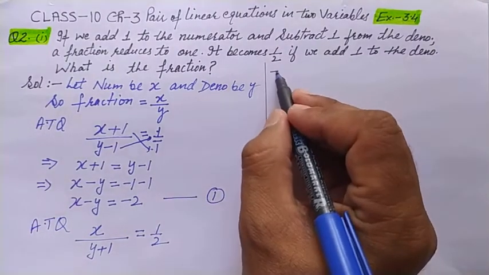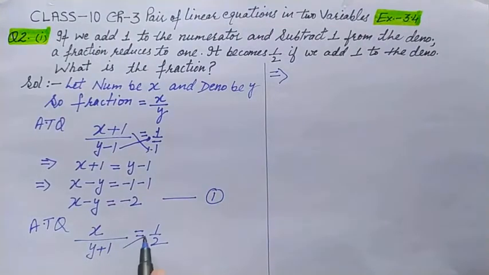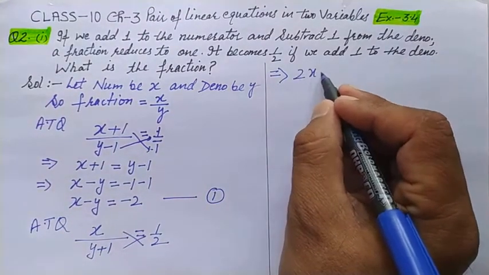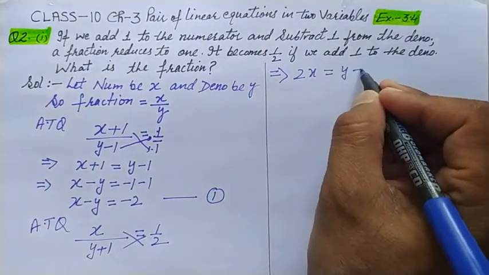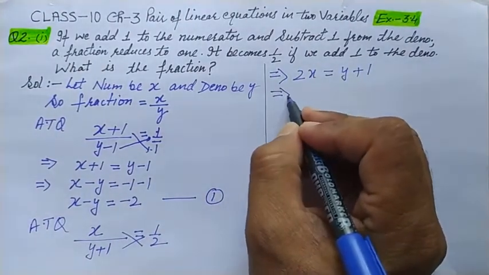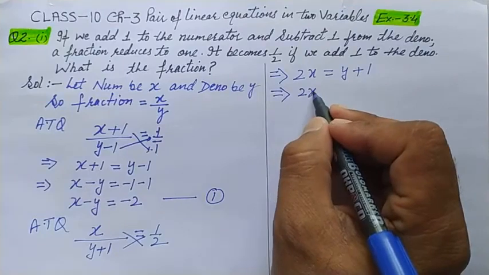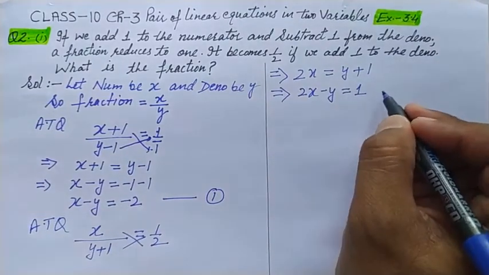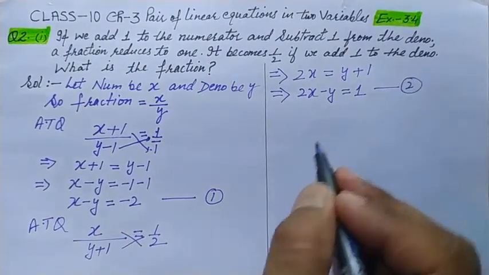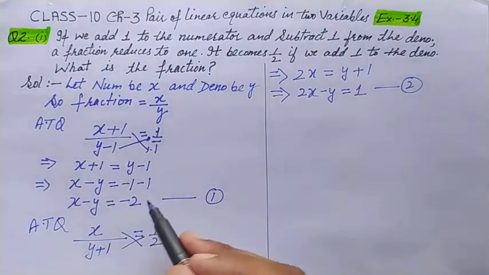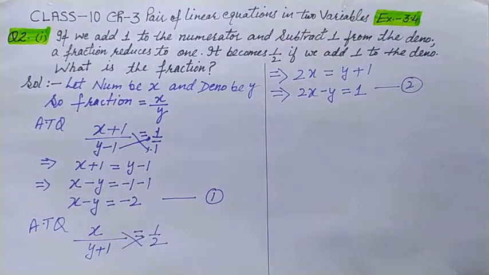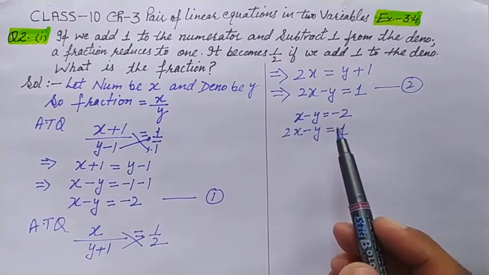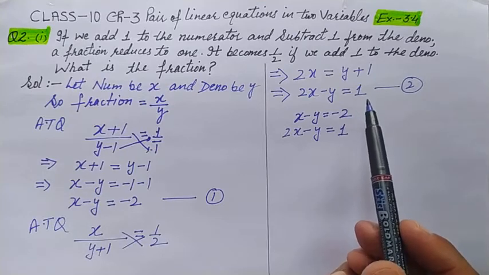So that implies, now you can do cross multiplication. So 2 into x is 2x and 1 into y plus 1 is y plus 1. So from here you can see that 2x, and bring this y to this side, minus y is equal to 1. This is our second equation. Now we will solve these two equations 1 and 2. So now I have written these two equations together. Now we have to solve this by the elimination method.